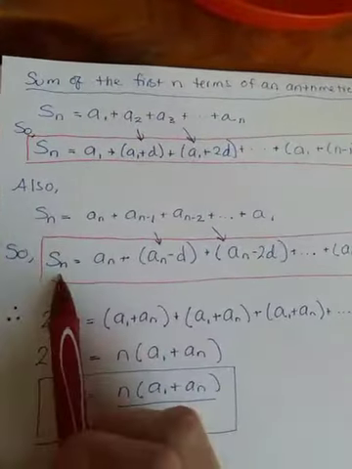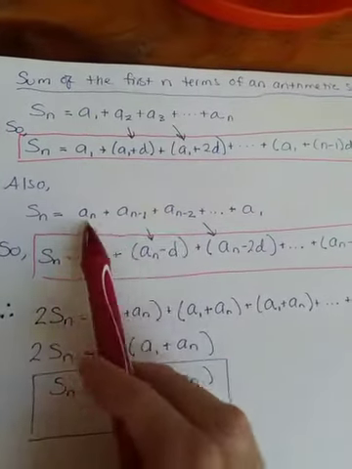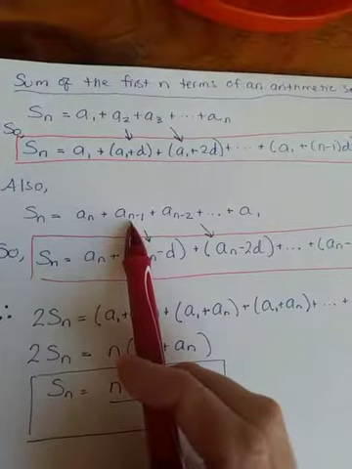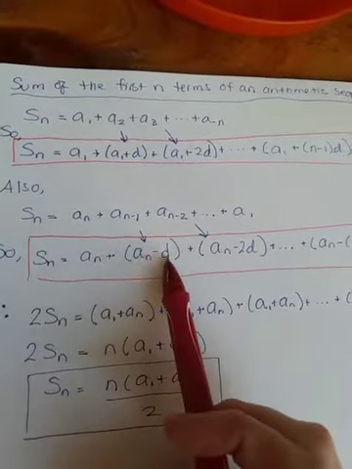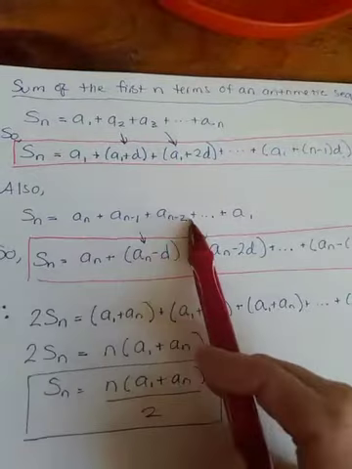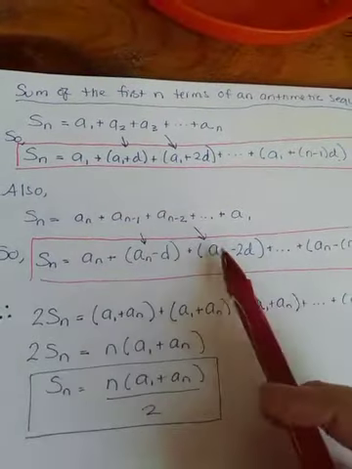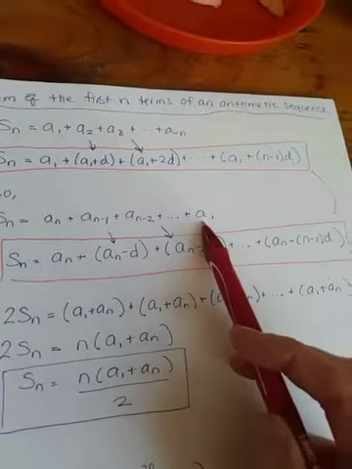So I could rethink this equation in terms of a sub n's. A sub n minus 1, remember that's the term previous to a sub n. That's really a sub n minus d. A sub n minus 2, that's 2 terms before a sub n. So that's a sub n minus 2d, all the way down to a sub 1.